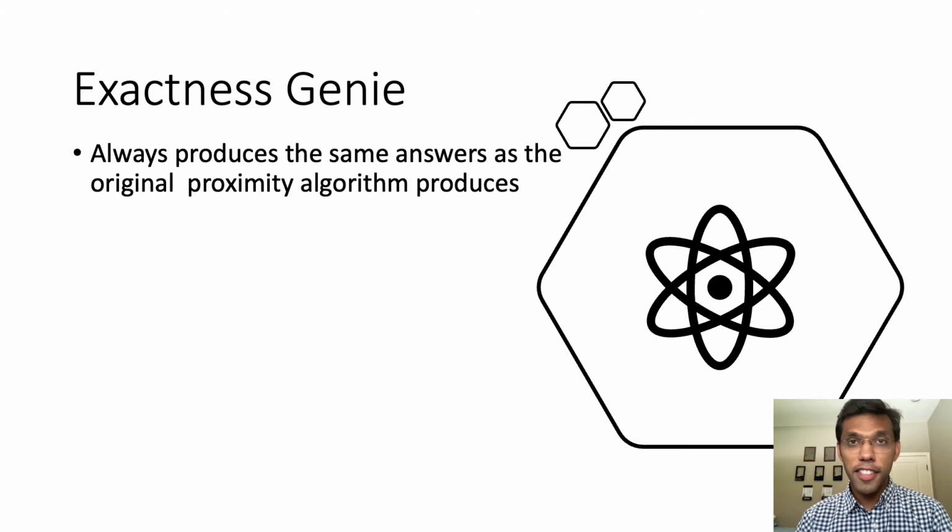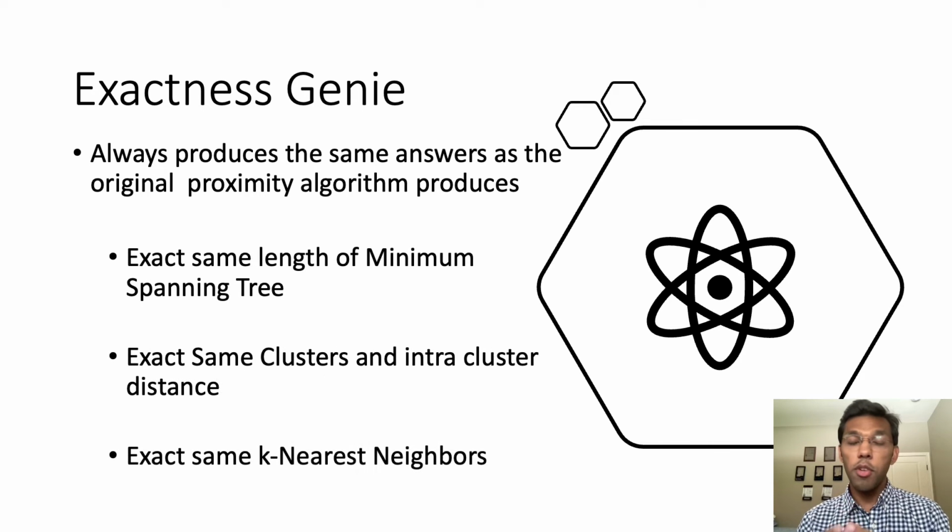Here's the exactness genie. The exactness genie says that after the reauthoring, the answers that we produce will be exactly the same as the answers produced by the vanilla algorithms. For example, in the case of MST, it will be the same exact length of the minimum spanning tree, the same clusters and intra-cluster distances in the case of clustering, and the same k-nearest neighbors. They are not limited to these three proximity problems, but hold across all proximity problems.